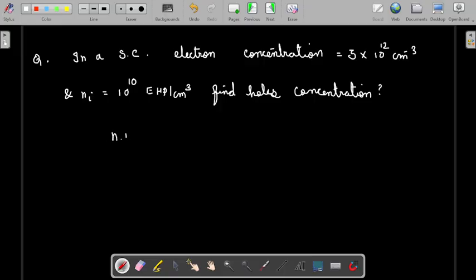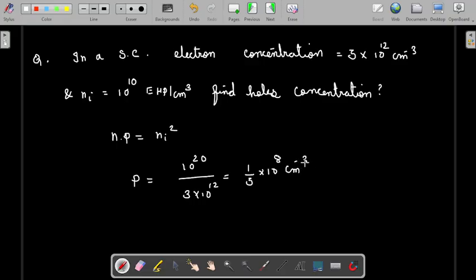So I will solve the answer that we know from the mass action law. The formula is this. We need to know the hole concentration. So ni square, which is 10 power 20, that is 10 power 10 into a whole square, that will be 10 power 20, then divided by n value, which is 3 into 10 power 12. So 1 by 3 into 10 power 8. That will be the answer. If you get this answer, please comment, and you can congratulate yourself that you are in the same phase, aligned with me.